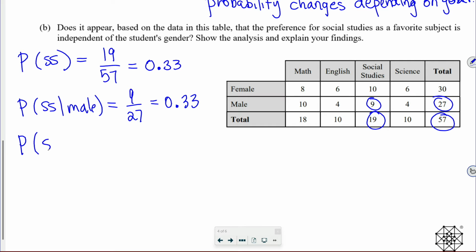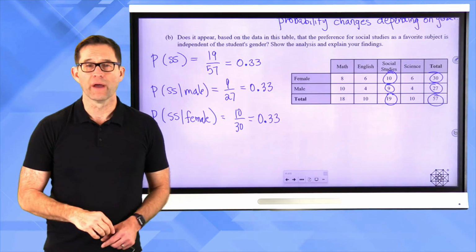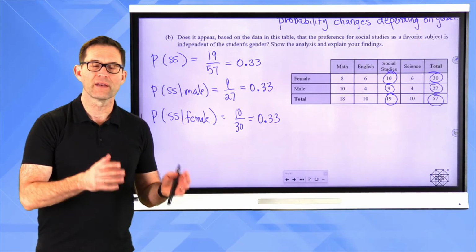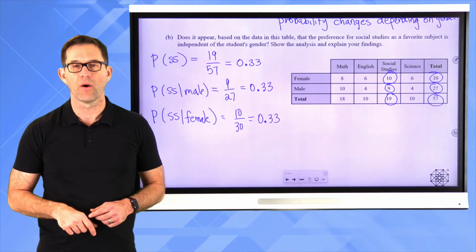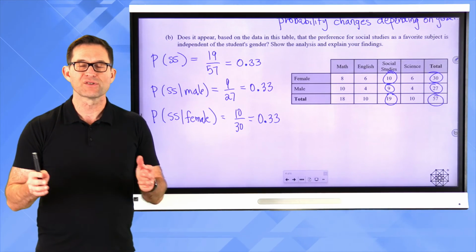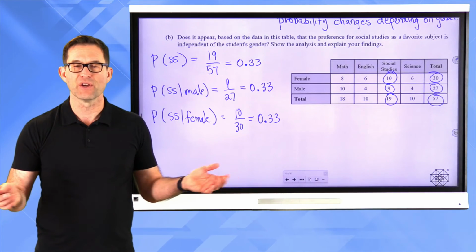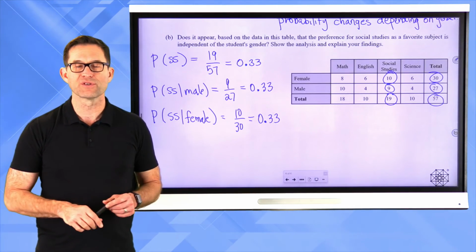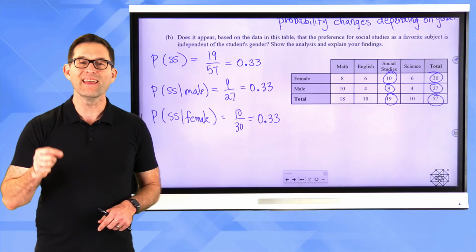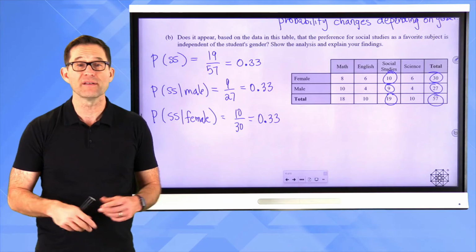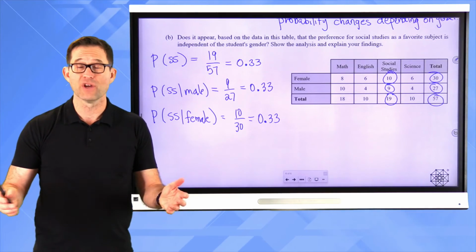And now the probability of social studies given female, and that's going to be 10 out of 30, and that ends up being 0.33. Now think about that. What that is telling you is that regardless of whether the person identifies as male or identifies as female, 33% of them like social studies as their favorite subject. And therefore, the preference for social studies as a favorite subject is independent of the person's gender. It doesn't depend at all on what gender the person is.